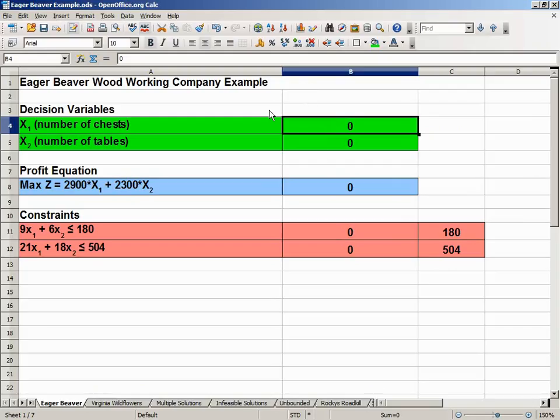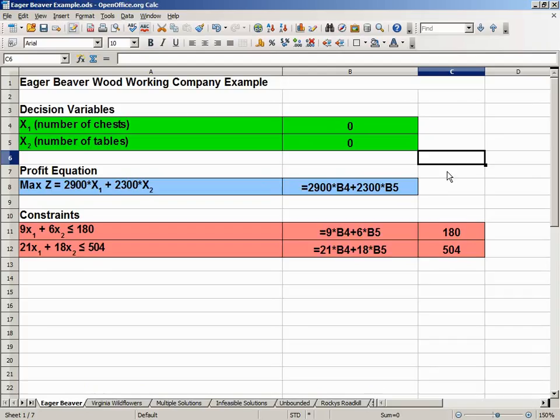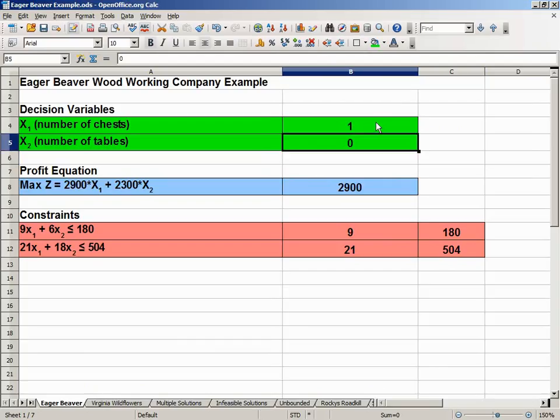Now, my profit equation, the way I get my equations is I hit Control tilde, or the number beside of 1 to the left. And that shows me these equations. So it says this cell, all you guys used Excel, you're all familiar with it. You know how to plug in equations, right? So it says, my profit equation is going to be 2,900 times B4 plus 2,300 times B5. So here's what happens. If I make one chest, boom, I make $2,900. If I make one table, boom, I make $2,300. Okay? So see how this gives me my profit?